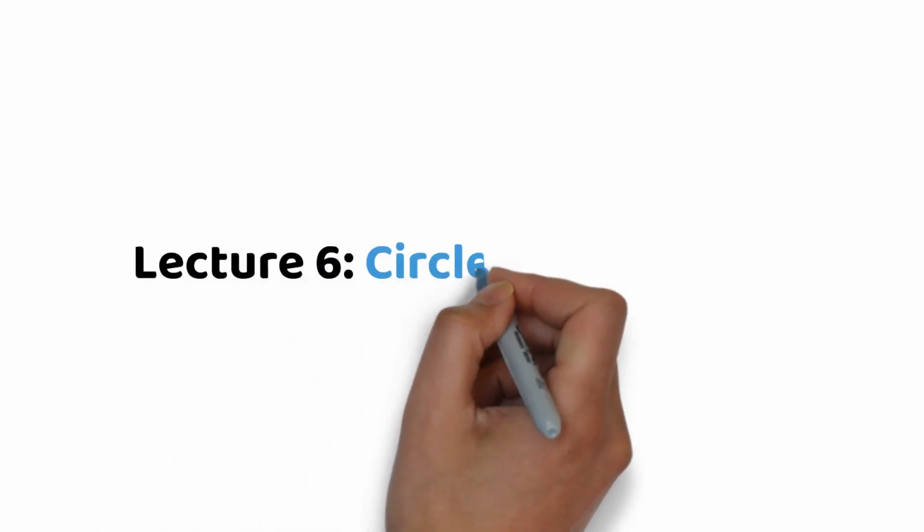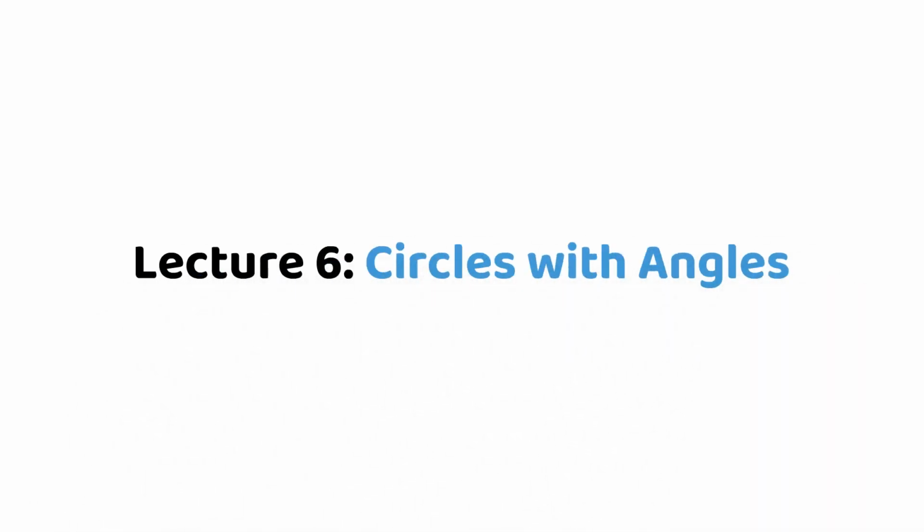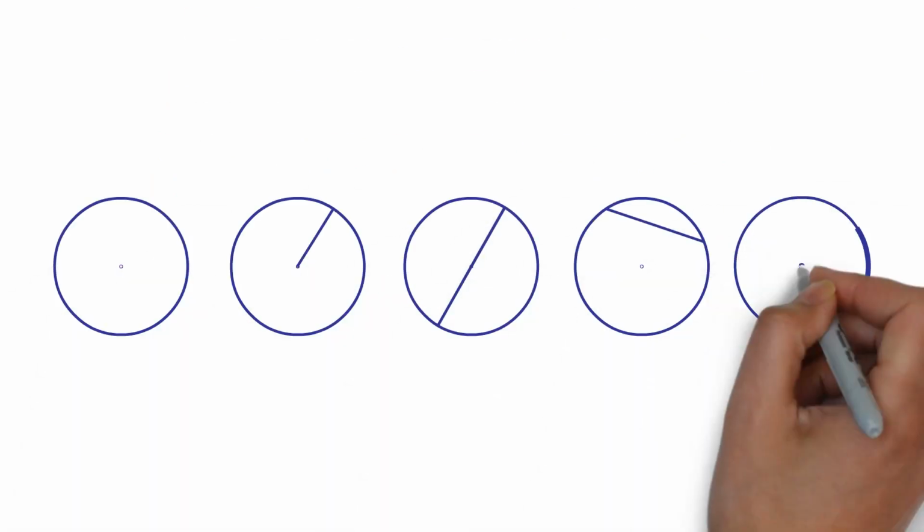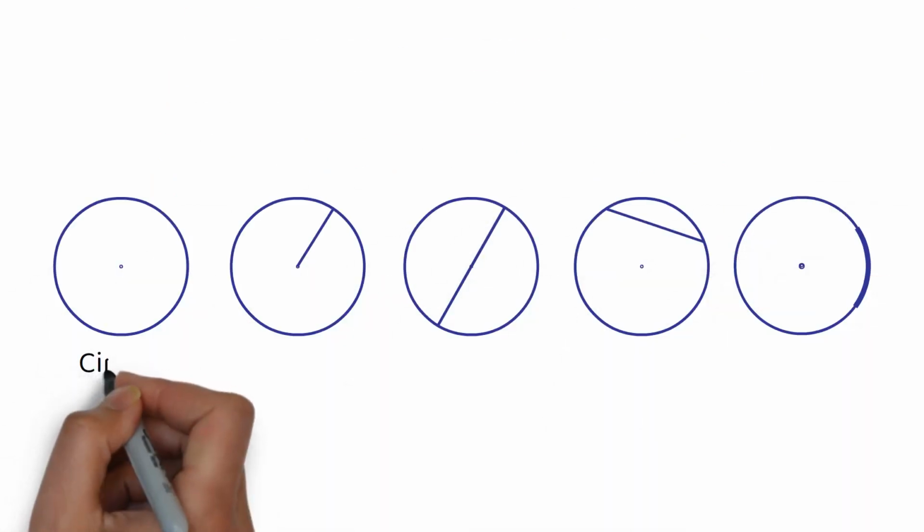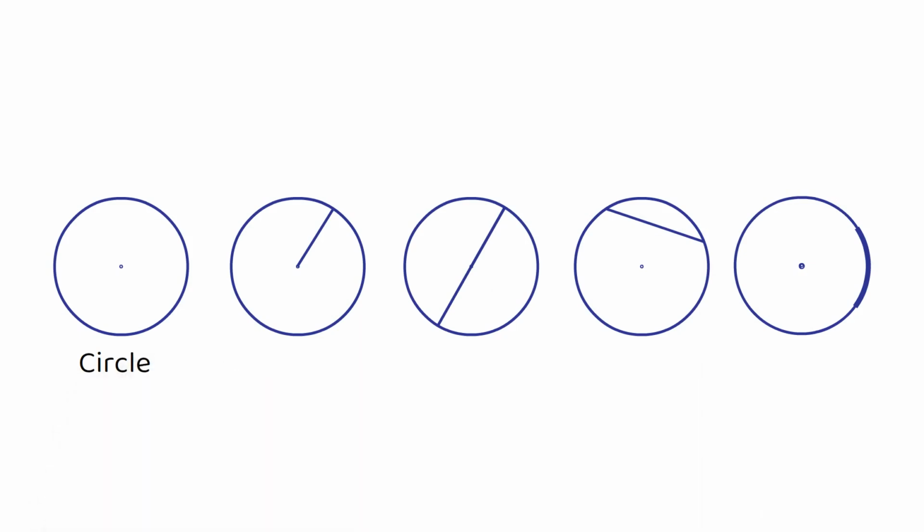Module 6. Circles with Angles. Definitions and radian measure. In Module 2, we defined a circle to be a collection of points equidistant from a fixed point, called the center.